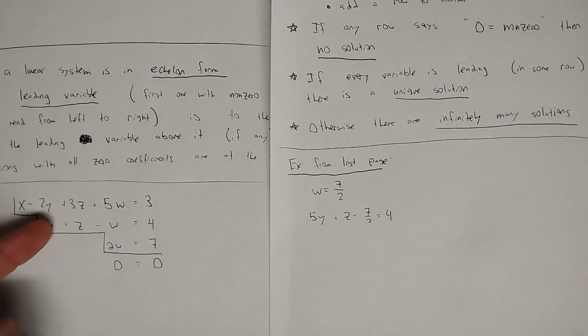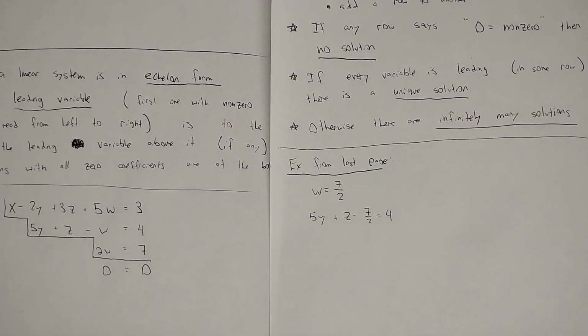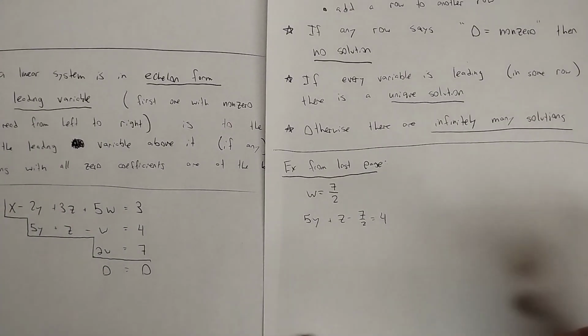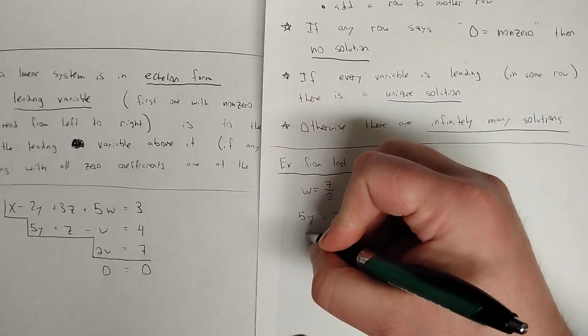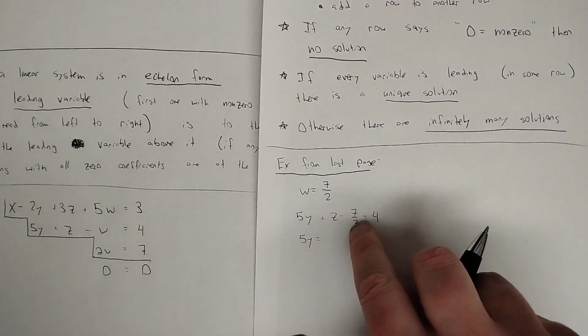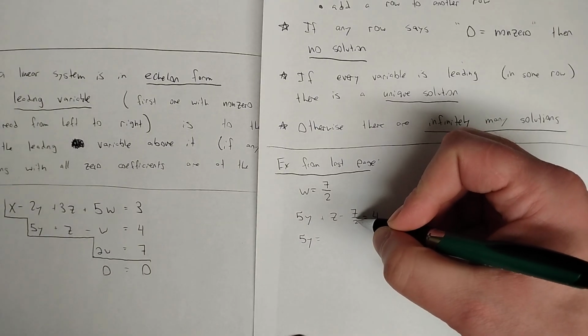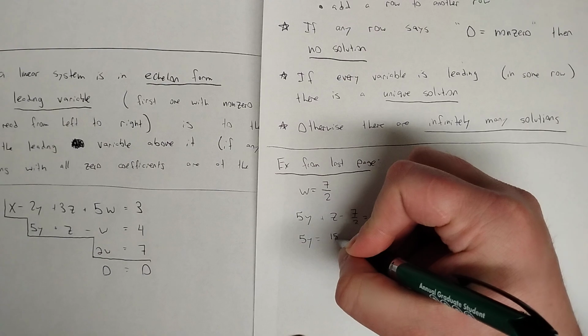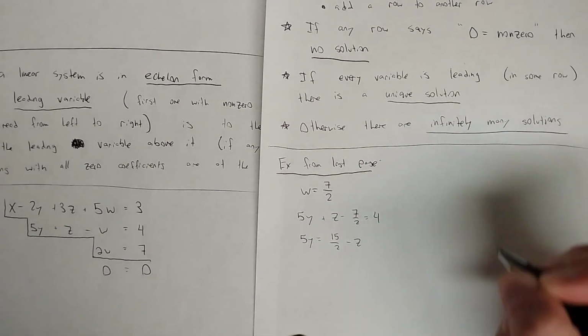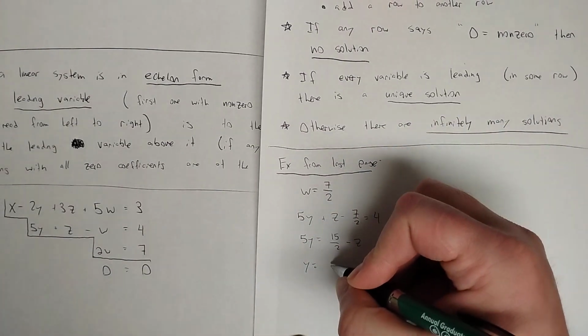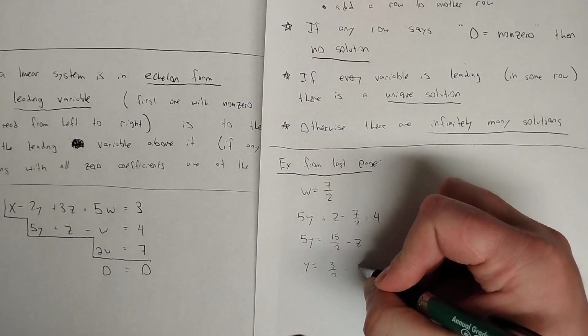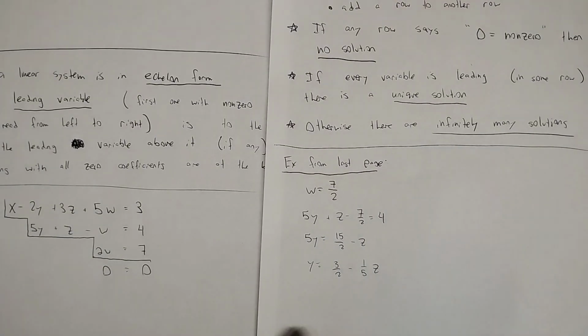So I can plug that in up here. What I'm going to do, the variable that isn't leading anywhere, I'm going to make the free variable. That's the variable that can be anything. So I'm going to say Z can be anything, and I'm going to solve for everything else in terms of Z. So let's see how much trouble I got myself into with these fractions. 8/2 plus 7/2 is 15/2 minus Z. So Y is 3/2 minus 1/5 Z.